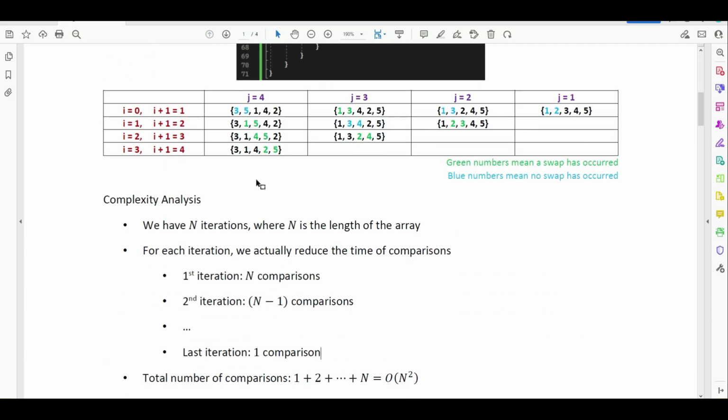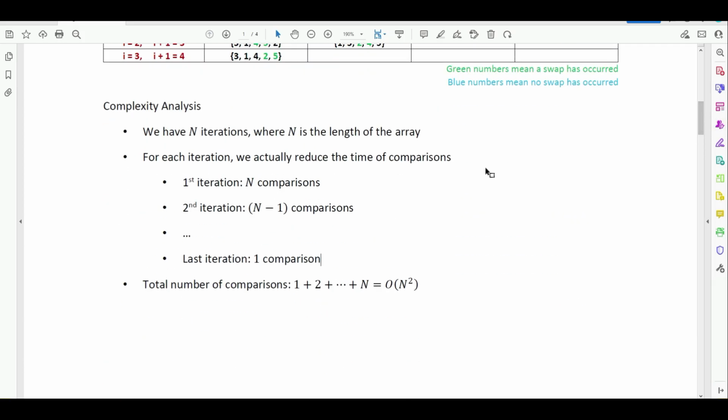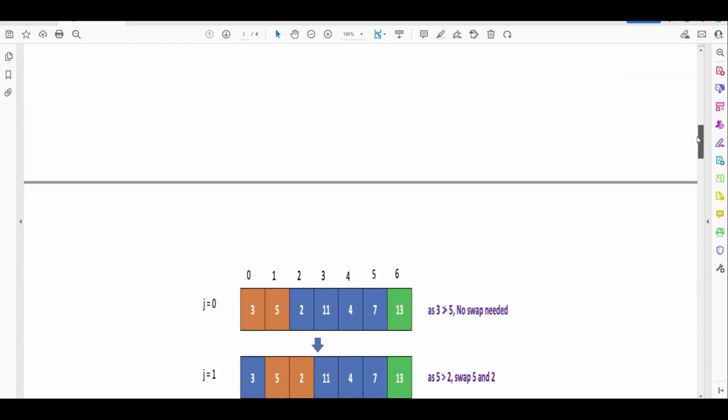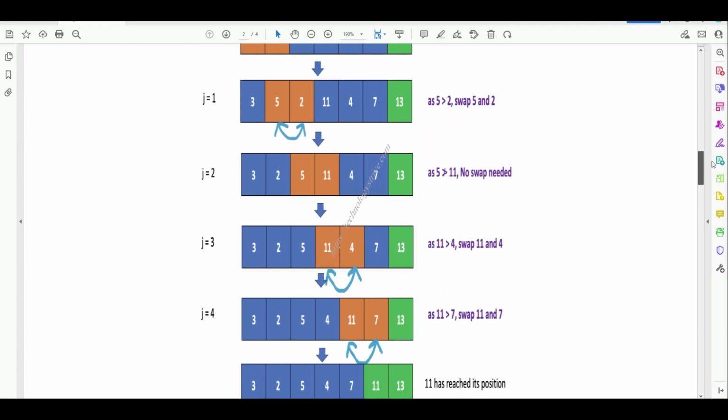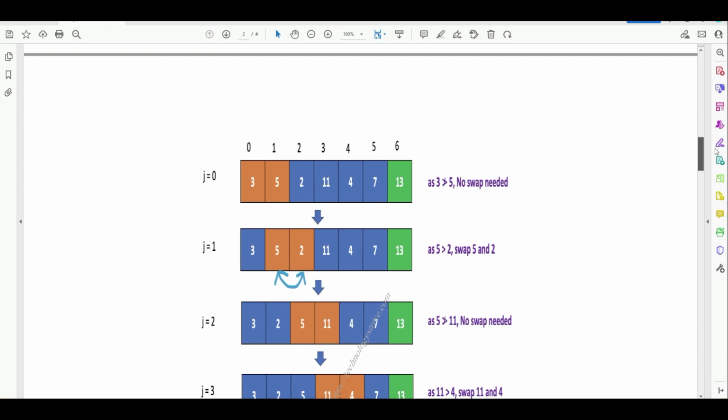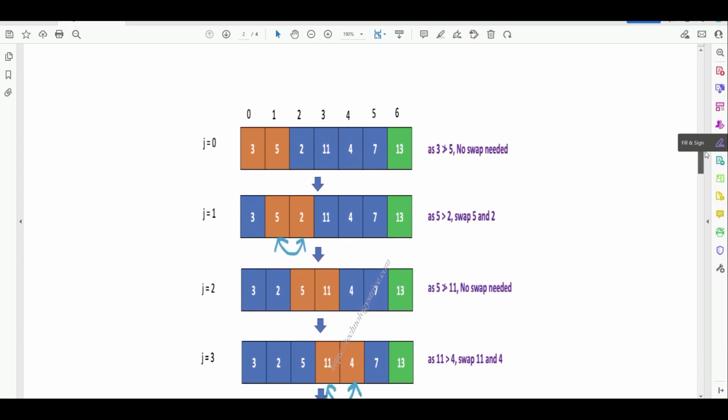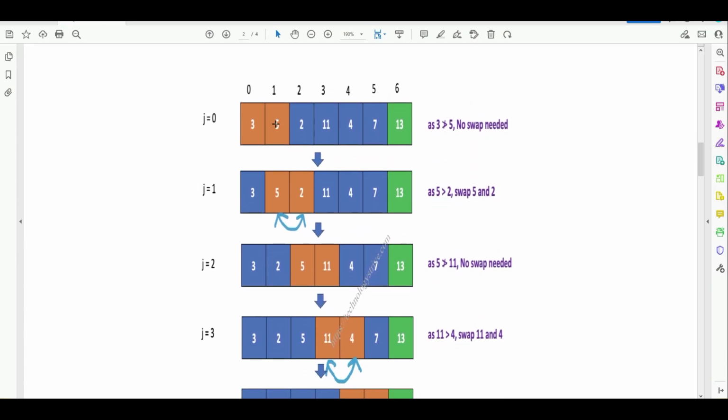Then there is this other one, which we call the insertion sort process. Well, this is an image of what's going on in one iteration of the bubble sort. So we look here, the 3 and 5, and the 5 is greater than 3.